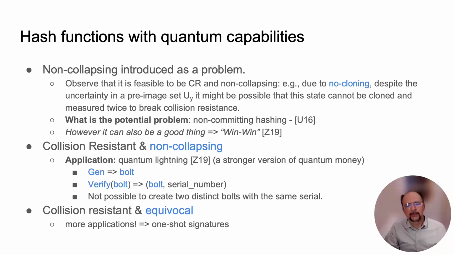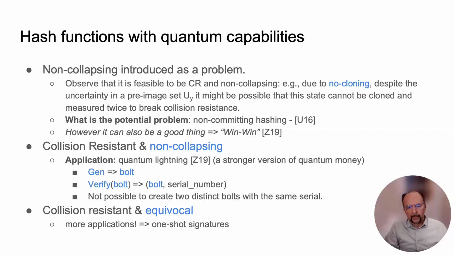So observe that in principle, it is possible for a function to be collision resistant and non-collapsing. For instance, due to no cloning, and despite the fact that there might be some uncertainty in the preimage set in a superposition inside Uy, it might be possible that this state cannot be used to produce two different preimages of y. So, nevertheless, despite the fact that collision resistance might be true in the post-quantum sense, there is a problem about this type of non-collapsing property, as it somehow suggests that the hashing is non-committing.